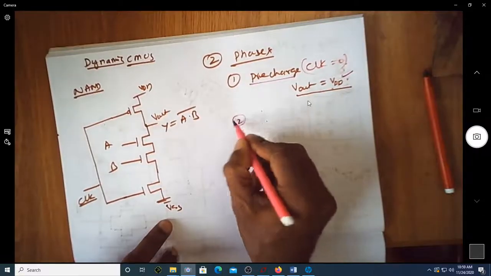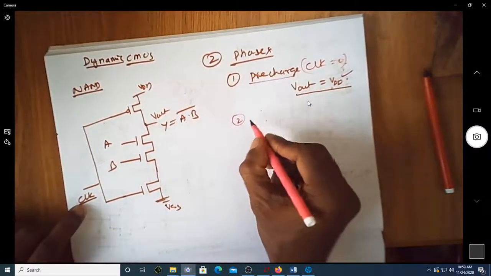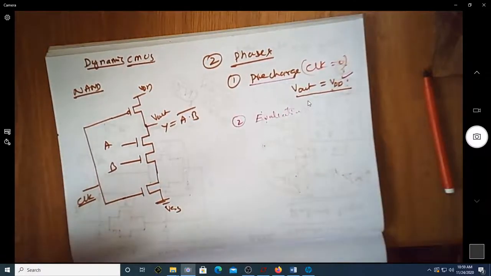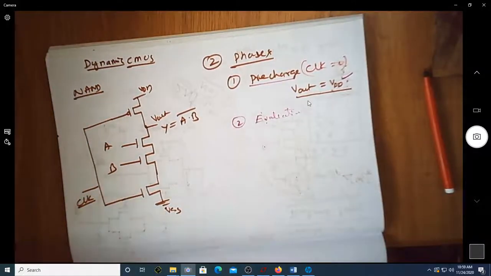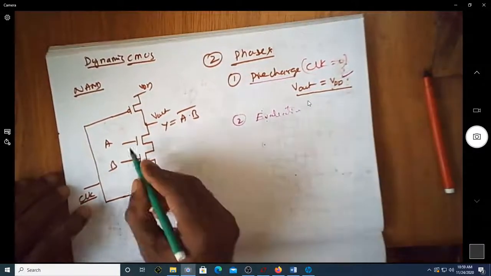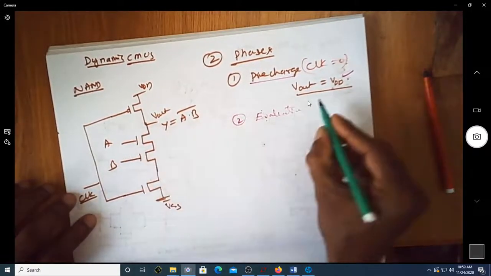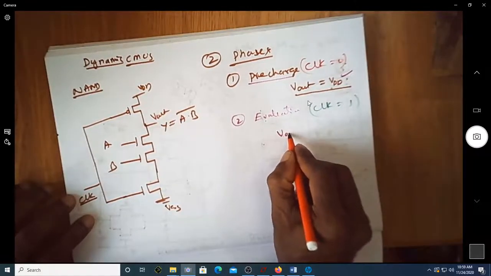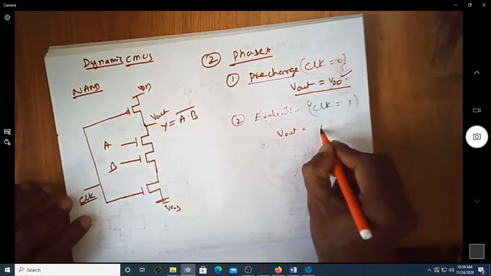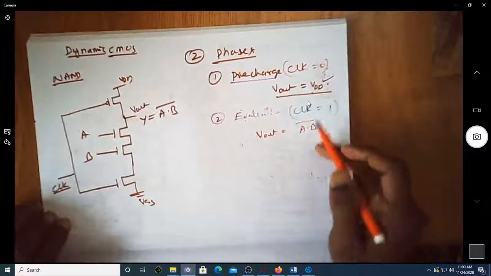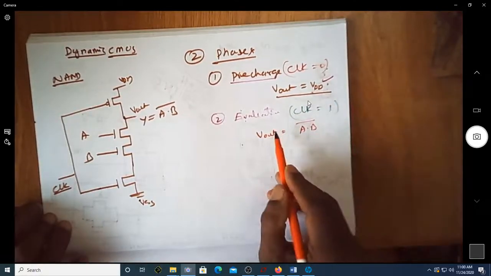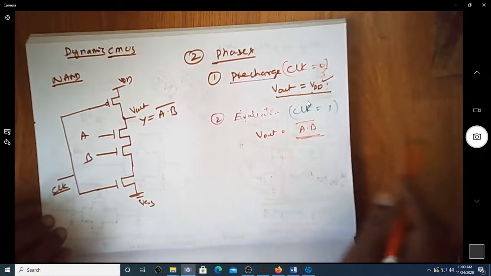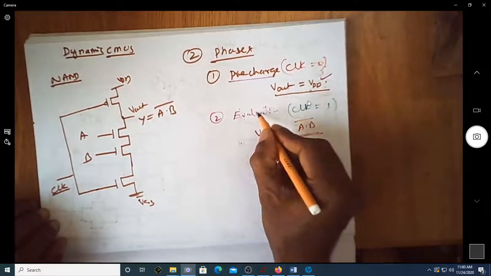The second phase of the operation is evaluation. So this is the evaluation phase. This is the important phase in which, depending on the Boolean expression we have implemented, clock is made equal to 1. The output, whatever we are expecting, is purely as per our requirement. Now output is no more VDD. Output will be equal to the expected logic, which is A and B. Of course, this is the NAND implementation. That is called evaluation.